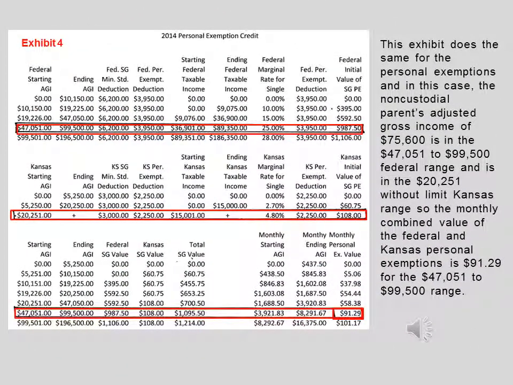This exhibit does the same for the personal exemptions, and in this case, the non-custodial parent's adjusted gross income of $75,600 is in the $47,051 to $99,500 federal range and is in the $20,251 without limit Kansas range. So the monthly combined value of the federal and Kansas personal exemption is $91.29 for the $47,051 to $99,500 range.